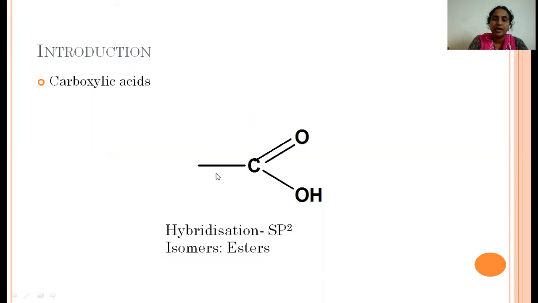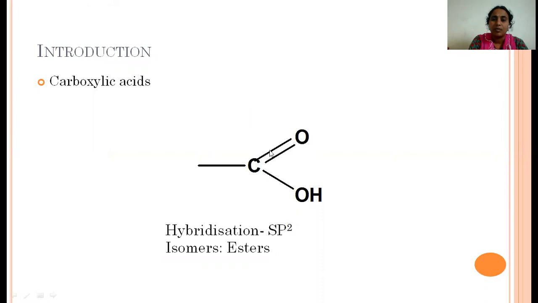So carboxylic acids, this is the structure of carboxylic acids. So C double bond O, OH. So this is the functional group. This functional group name is called carboxylic acid. C double bond O, OH.